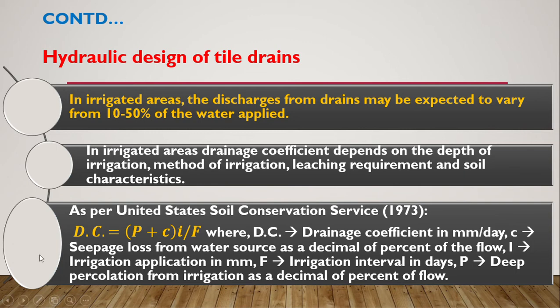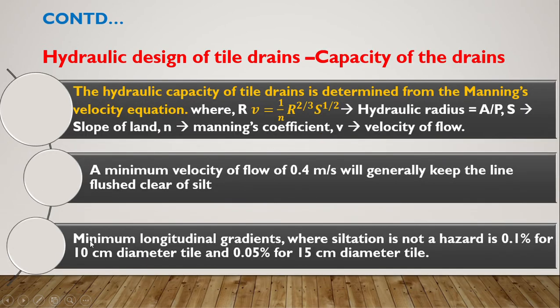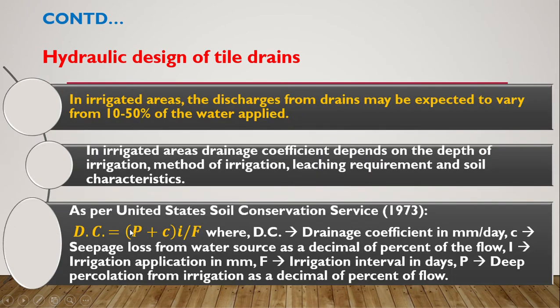This formula is given by the United States Soil Conservation Service, which was derived in 1973. As per them, the drainage coefficient is equal to P plus C into I by F. All the quantities are given here. So this is the equation used for finding the drainage coefficient in case of subsurface drainage system design.